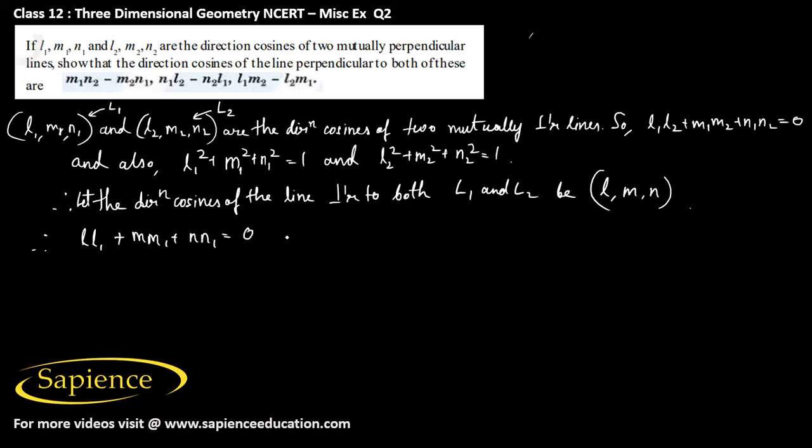So obviously we can tell that L into L1 plus M into M1 plus N into N1 should be 0. And obviously L into L2 plus M into M2 plus N into N2 should be equal to 0. Then from here we can solve.